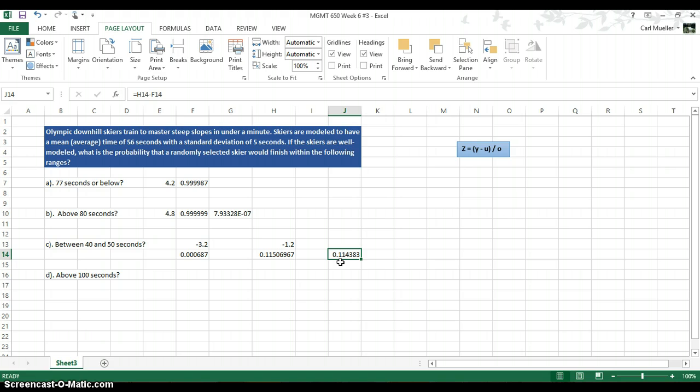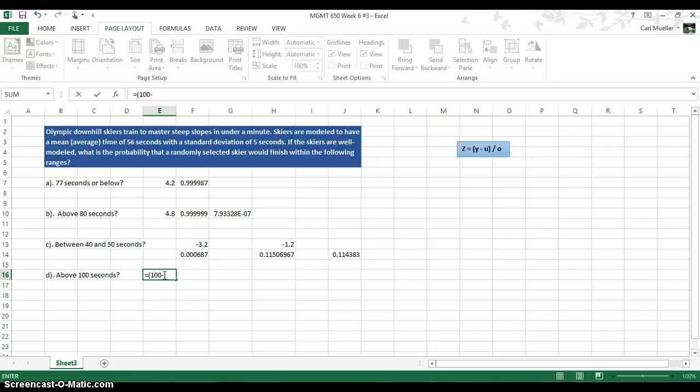So 0.11, 11% chance that one of the skiers is going to have a time of between 40 and 50. And that's your gold medalist more than likely. That's pretty fast. And so above 100 seconds, you can consider it the worst of the worst. Who is going to have above 100 seconds? So we already know above 80, so you can imagine above 100 is pretty much going to be next to none.